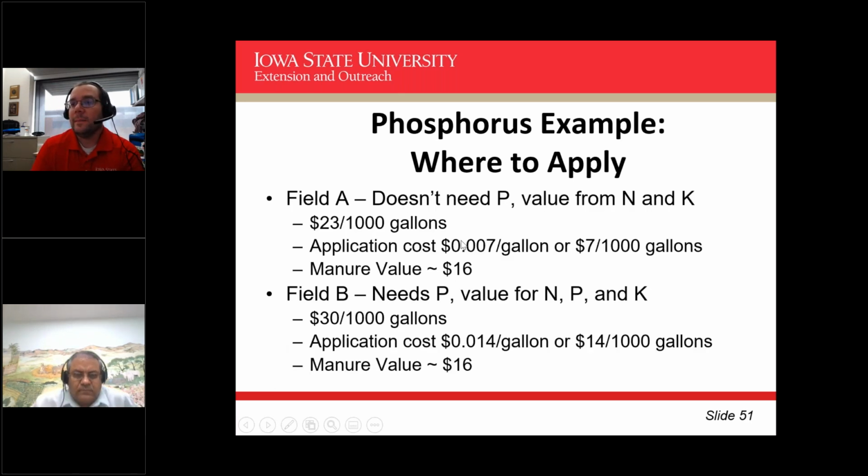And if I start doing that and subtracting off what I think my application expenses are, in field A, that manure, since I didn't need the P, I'm only getting value from the nitrogen and the potassium. I had $23 worth of potential value to start with. I'm paying about $7 per thousand to get it applied. The manure offers me $16 worth of value, right? In field B, I'm capturing all that nutrient, I need it all. So I'm starting from a baseline of 30. And even though my application expenses are a little bit higher, that manure still offers the same value to me in my operation, right? Because I get something from all of it.